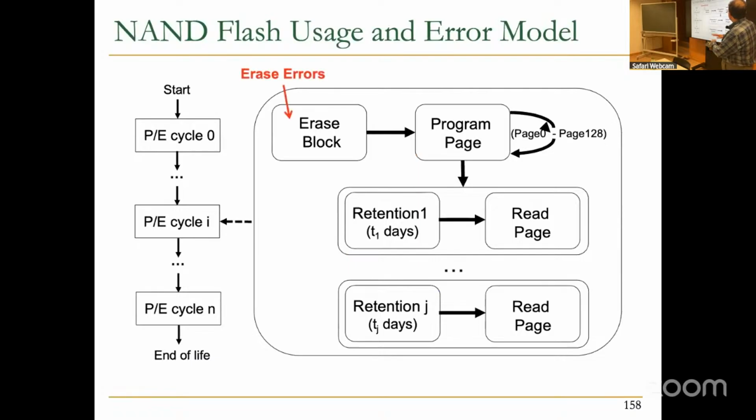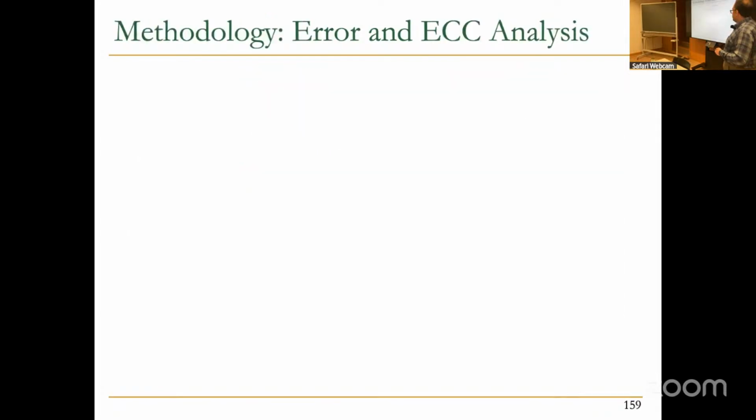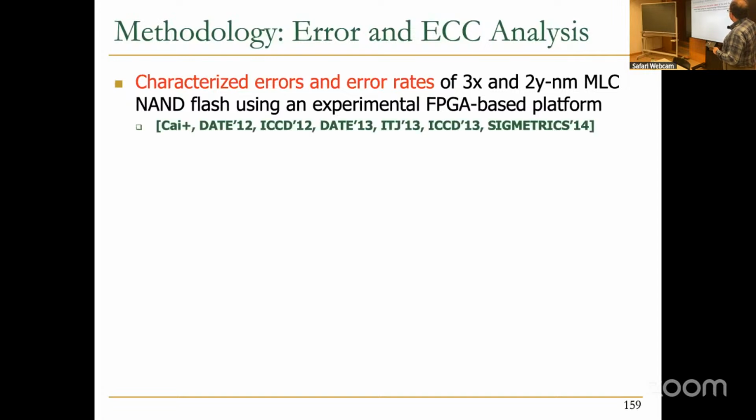Essentially, in the whole pipeline of NAND flash memory, you can have errors. When you erase a block, you have erase errors. When you program, you have program errors. You also have retention errors, and you might have read errors. Basically, you have errors everywhere, and that's why flash memories are quite error prone.